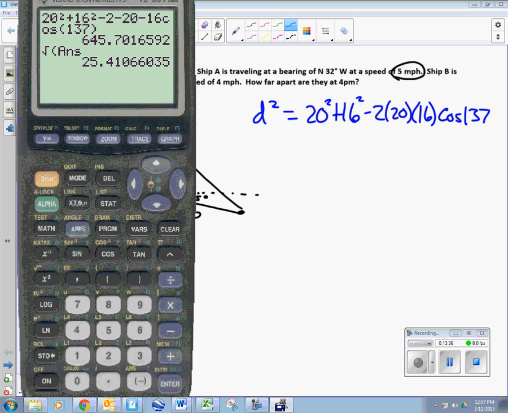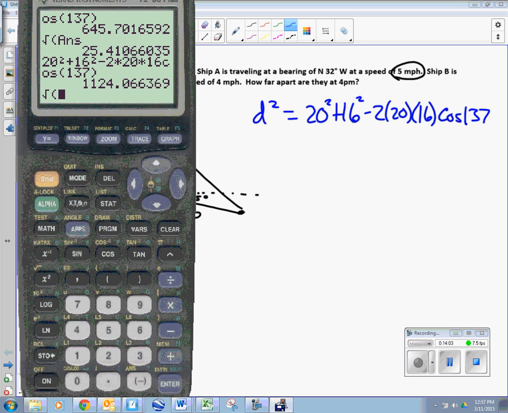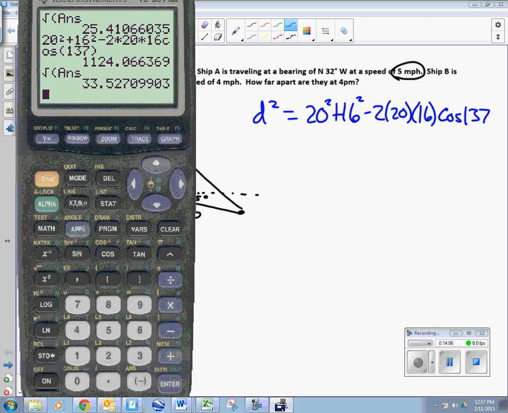Whoa. Oh, I'm sorry, Fran. Fran's absolutely right, you guys, I didn't write it wrong there. I punched it wrong in my calculator. I wasn't looking at the calculator. 20 squared plus 16 squared minus 2 times, I hit the minus sign, times 20 times 16 times the cosine of 137. There we go, and square root that, and we get 33.53. Hit the wrong button.